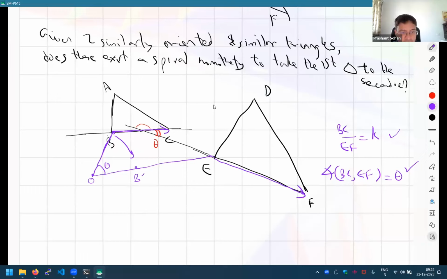So can you write any relation between these four points B, O, B dash, E? What are the angles formed? What are the distances formed? Like angle BOE is theta, right? And what else can we say?